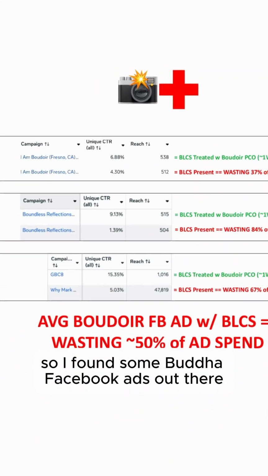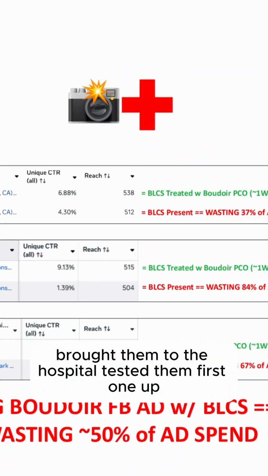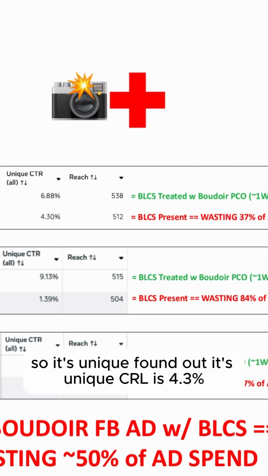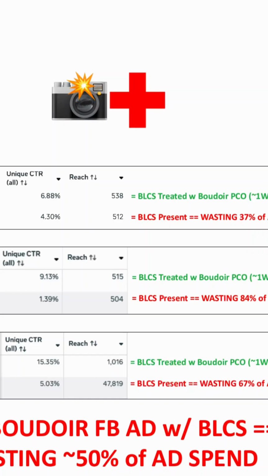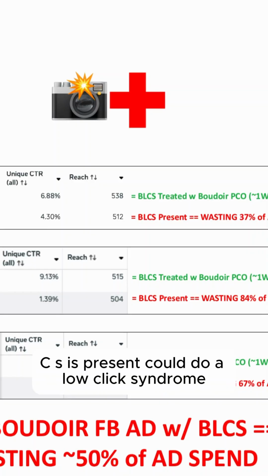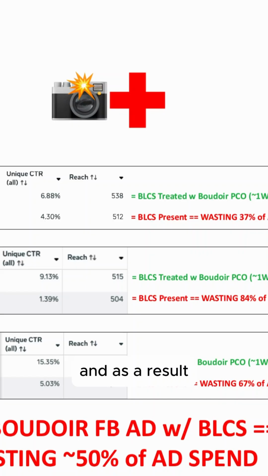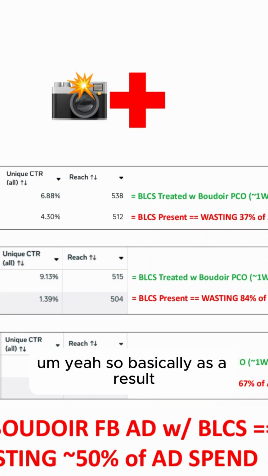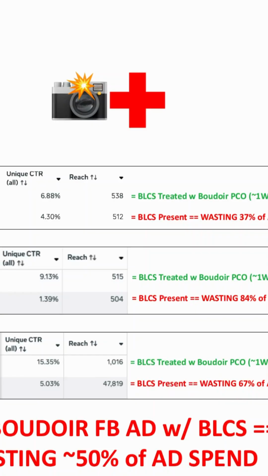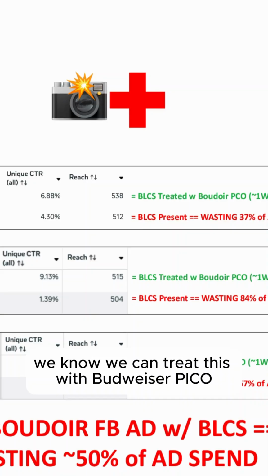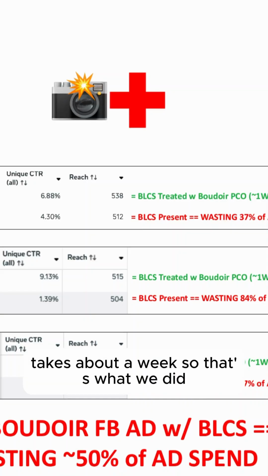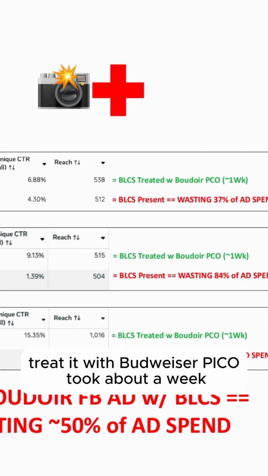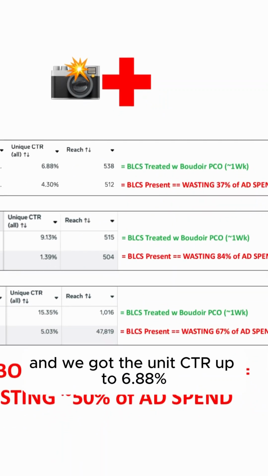So I found some Boudoir Facebook ads out there, brought them to the hospital, tested them. First one up, found out its unique CTR is 4.3%. So I discovered that BLCS is present, Boudoir Low Click Syndrome. And as a result, we know we can treat this with Boudoir Pico. Takes about a week. So that's what we did. Treated it with Boudoir Pico, took about a week. We got the unique CTR up to 6.88%.